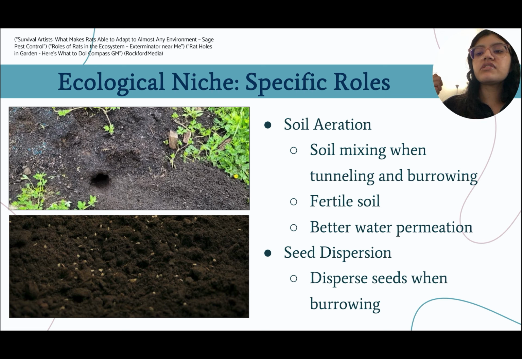They also help with seed dispersion, so gene flow of seeds, because they can store many seeds at once when they're foraging, but as they're traveling they often drop many of these seeds, which results in the gene flow.